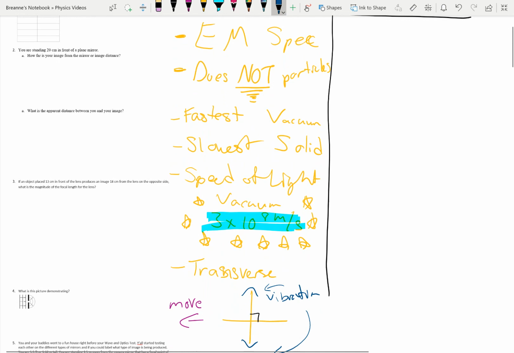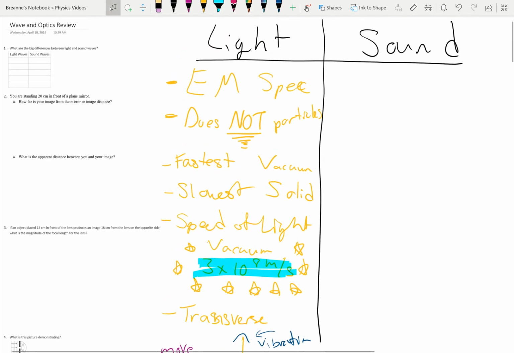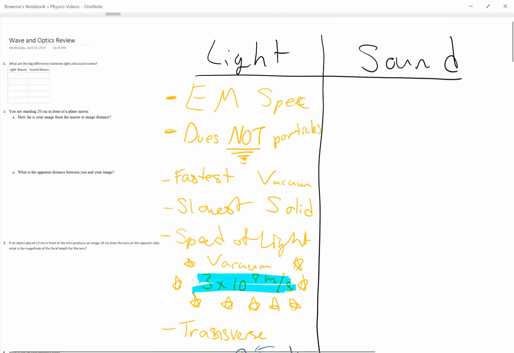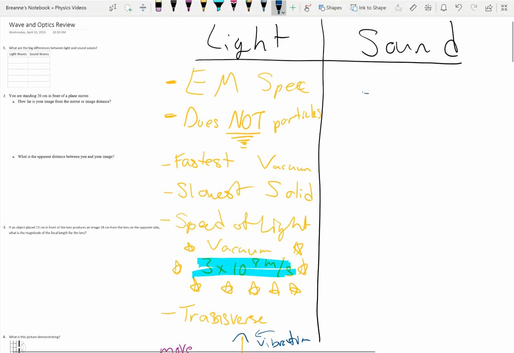Anything else about light? Well, we're going to jump over to sound. If we have anything about light, we'll jump back. So sound. Sound are mechanical waves. That means that they need particles. So they're kind of the exact opposite of light.